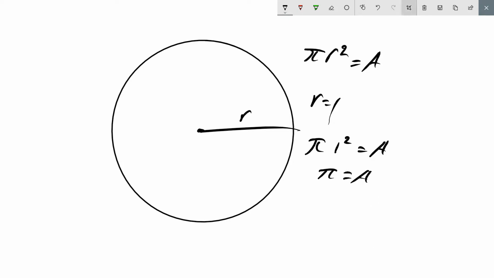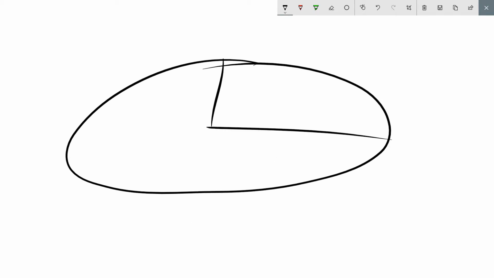Easy. What about an ellipse or an oval? For this we have b and a. So this is the minor axis, or the shortest length from the middle. And this is our major axis, or the longest length from the middle. So all we have to do is say pi times a times b. So let's say a is equal to 2 and b is equal to 3. 2 times 3, 6 times pi. The area is 6 pi for this ellipse.